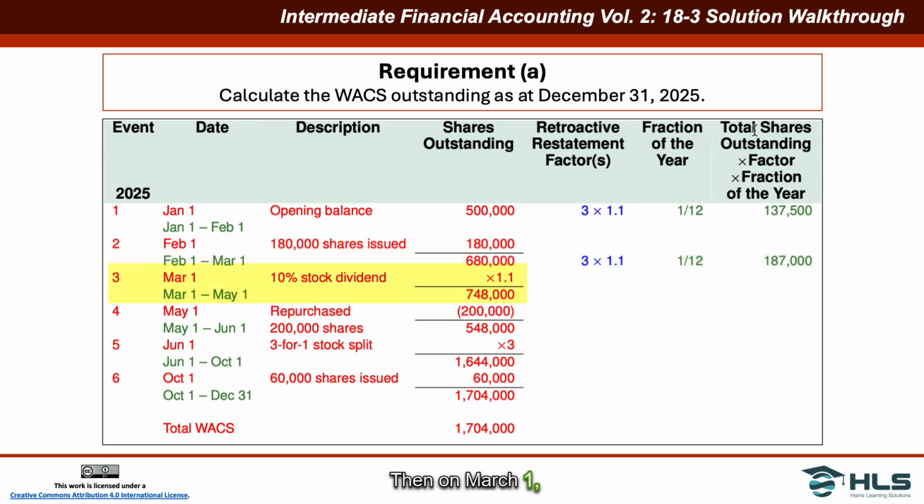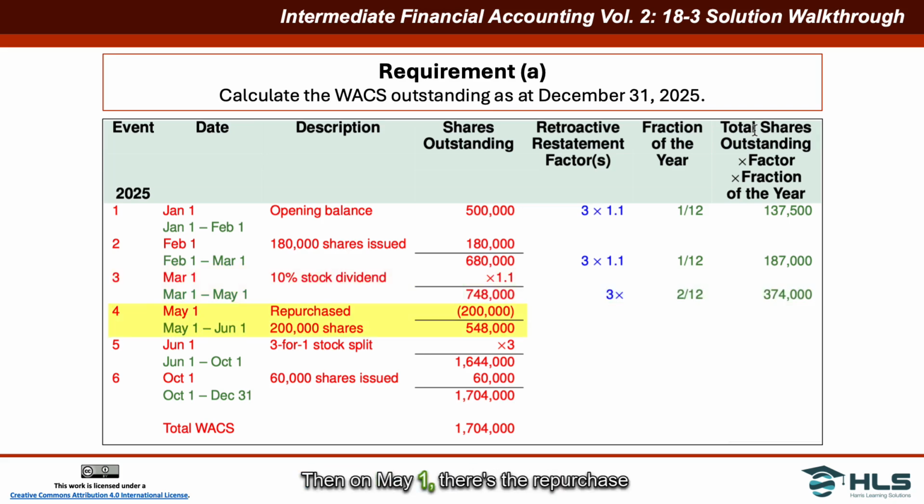Then on March 1st, that's when the stock dividend happens, resulting in 748,000 shares. So now this is after the stock dividend, but before the stock split. So we have to retroactively apply the 3-for-1 stock split to this transaction as well. And because the next event happens on May 1st, the number of shares outstanding at this point would be for the full months of March and April, or 2 out of 12 months. So after the stock dividend, there were 748,000 shares outstanding, multiplied by 3 for the stock split, times 2 out of 12 months, which is 374,000 shares.